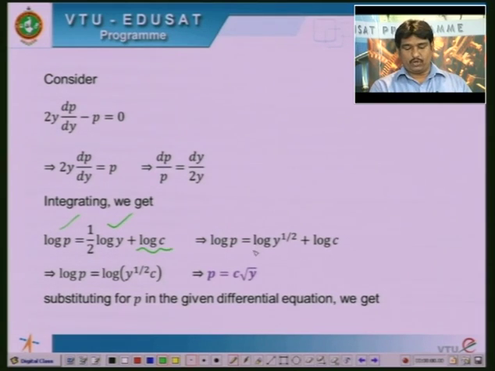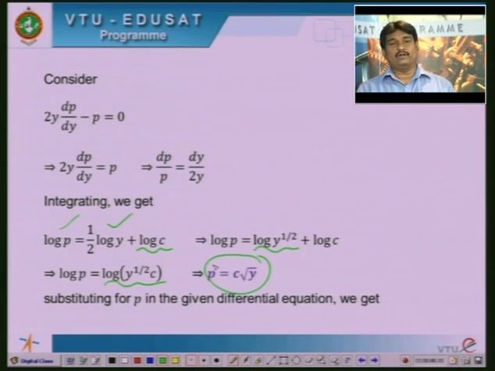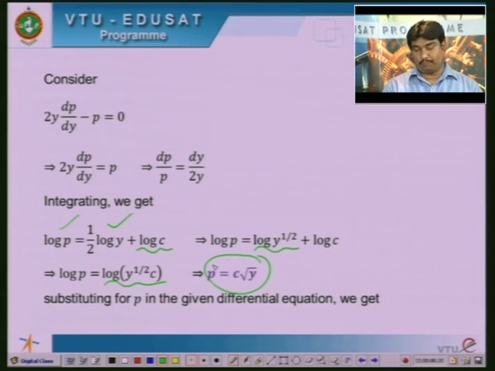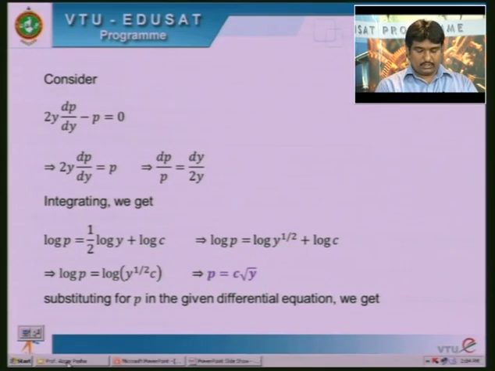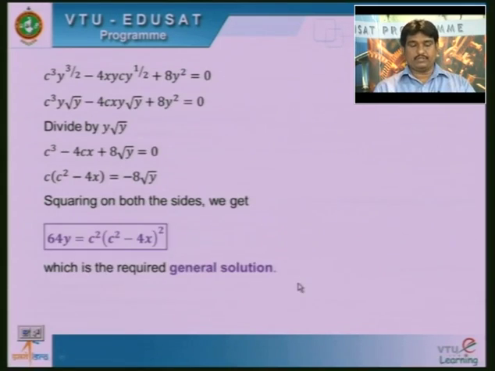Use properties of logarithms and write half log y as log of y to the power of half, and again club these two to get log of y to the power of half into c. So p equals c root y. So we have determined an expression for p. Now we have to eliminate this p from this equation and from the given differential equation. Substitute this p in the given differential equation.